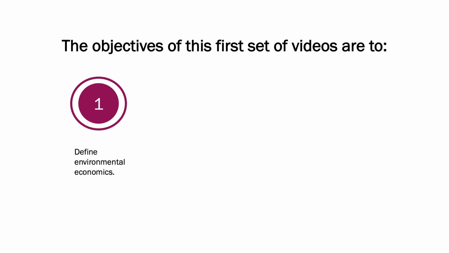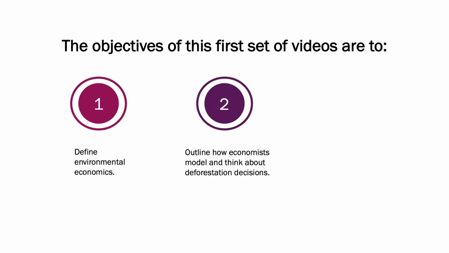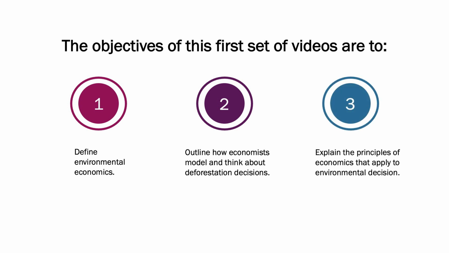Welcome. The objectives of this first set of videos are to: 1. Define environmental economics, 2. Explain the principles of economics that apply to environmental decision-making, and 3. Outline how economists model and think about deforestation decisions. So let's begin with some definitions.